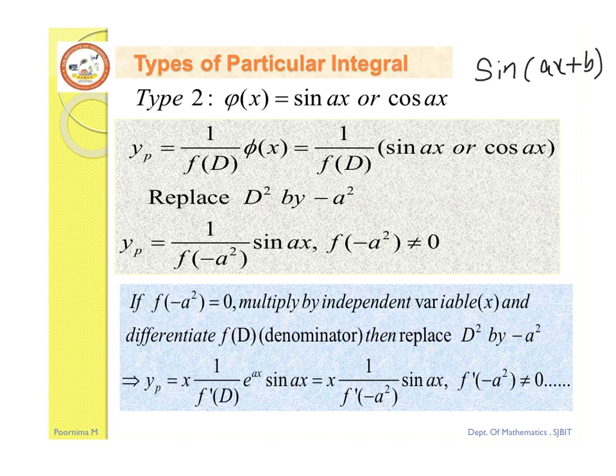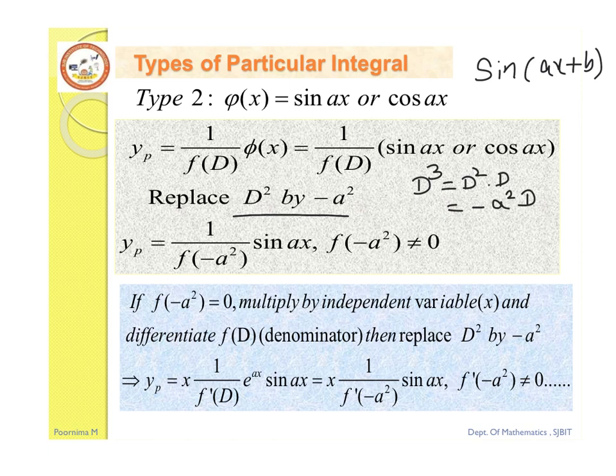So how to start? We have the particular integral generally 1 over f of D times phi of x. Phi of x is given, we have the function sin ax or cos ax. Here we identify the coefficient of x, a, then we also identify D square in the denominator term. Suppose we have D square, it is replaced by minus a square. Suppose we have D cube, then we take this as D square into D, then we replace D square by minus a square and keep D as it is. In this type you have to change D square to minus a square.